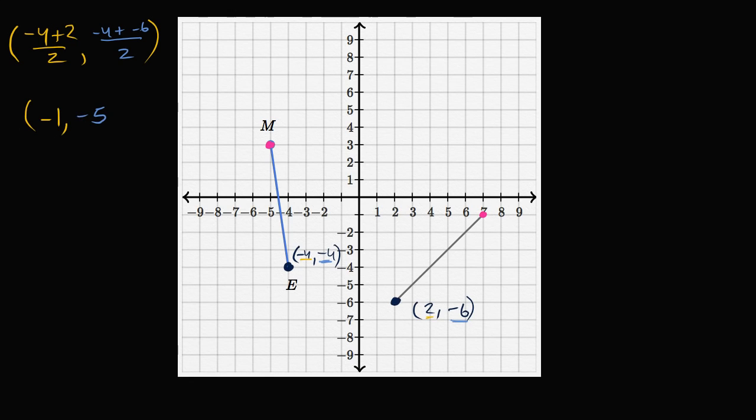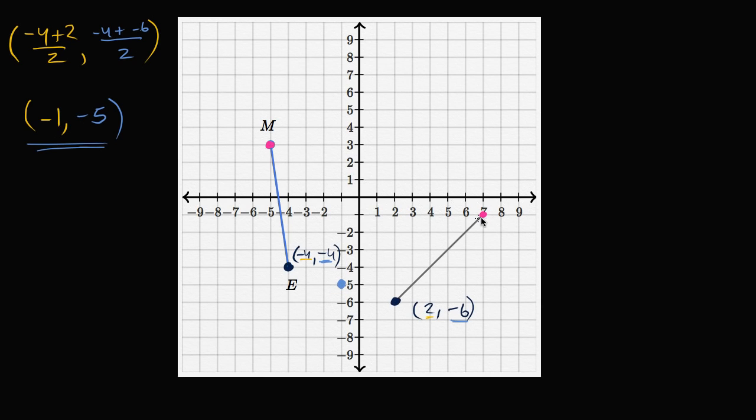So there you have it. That's going to be the midpoint between E and the corresponding point on its image. So let's see if I can plot that. This point right over here is going to be (-1, -5). So x is -1, y is -5. It's this point right over here. And it does indeed look like the midpoint. It looks like it's equidistant between E and this point right over here. And so this should sit on the line of reflection.